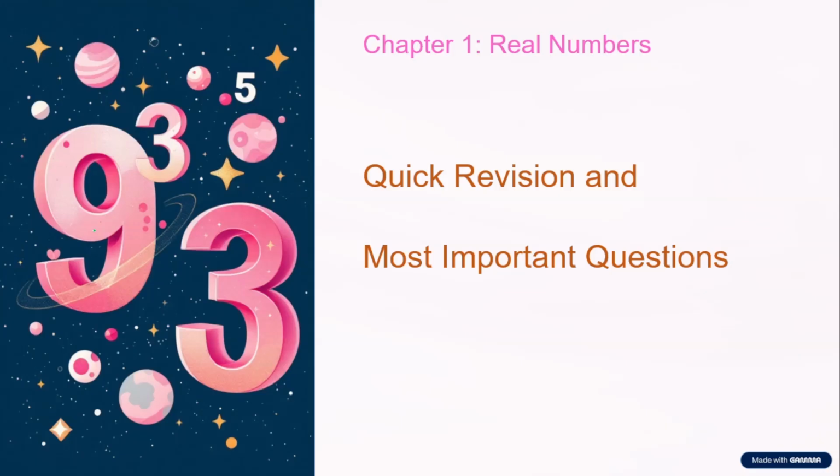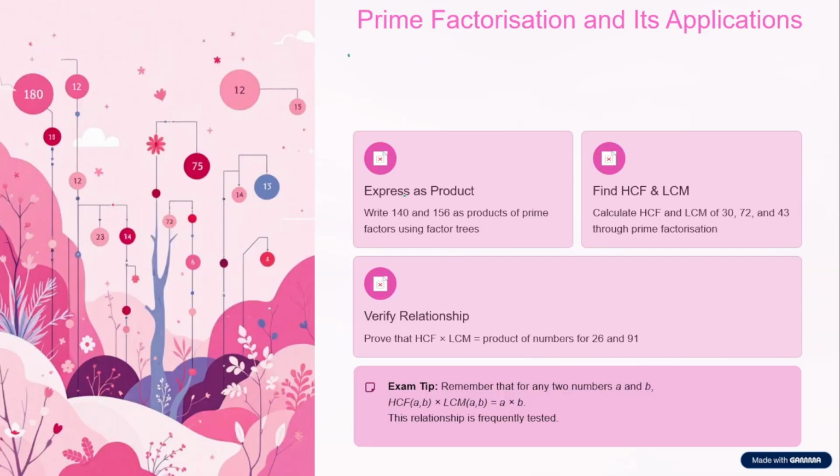Okay. Now chapter number 1, Real Numbers, quick revision and most important questions. Prime factorization and its application. First topic is express as a product. Write 140 and 156 as a product of prime factors using factor trees. As you noted how to make the factor trees of the number, do practice of this type of sum for the board examination.